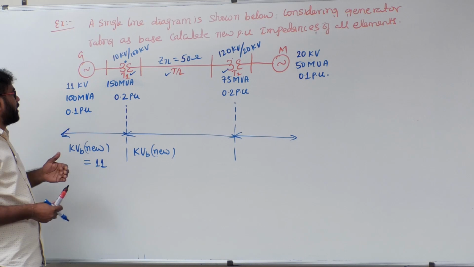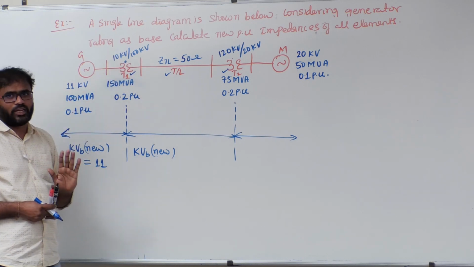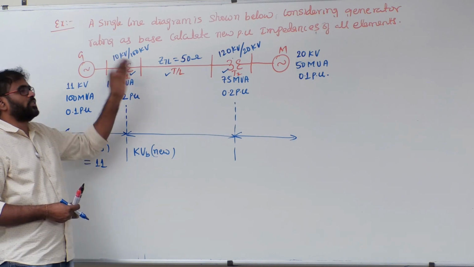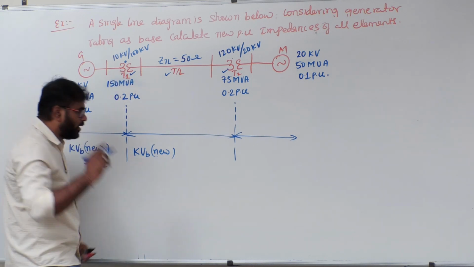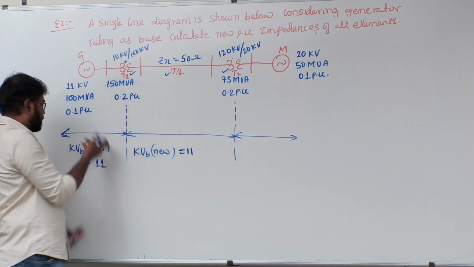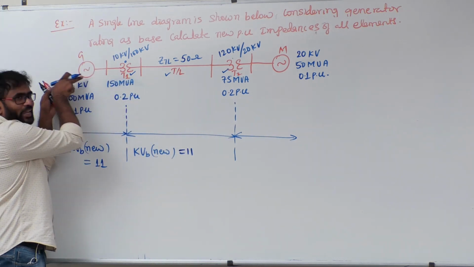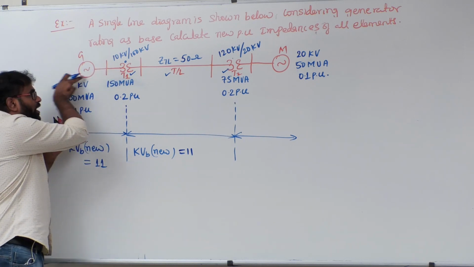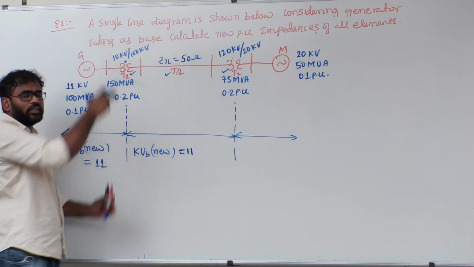Indirectly speaking, it is a 10 kV by 100 kV transformer. I gave 11 kV as a primary line voltage. What is the secondary line voltage? I am asking. What did I give? 11. Correct or not? I gave 11 kV, that's the KV base new here. You just think like that. I gave here 11 kV. What is the line voltage I get on the other side?